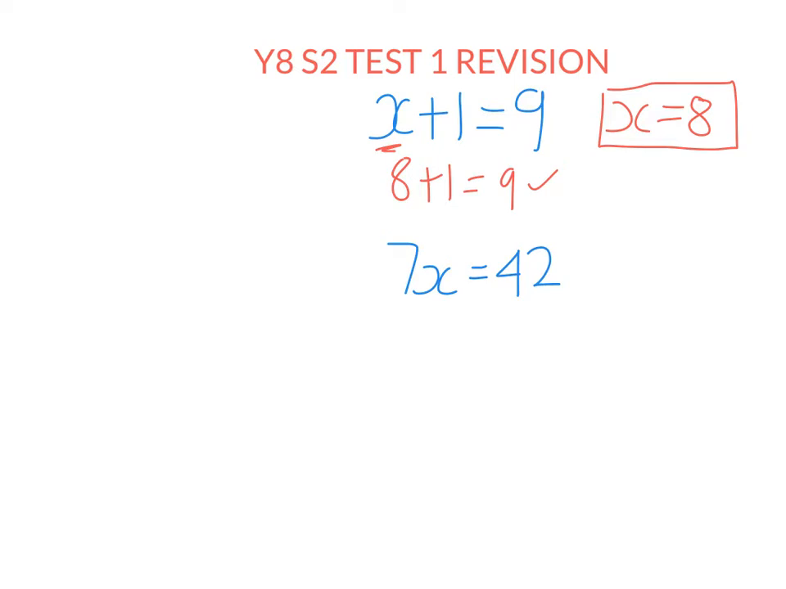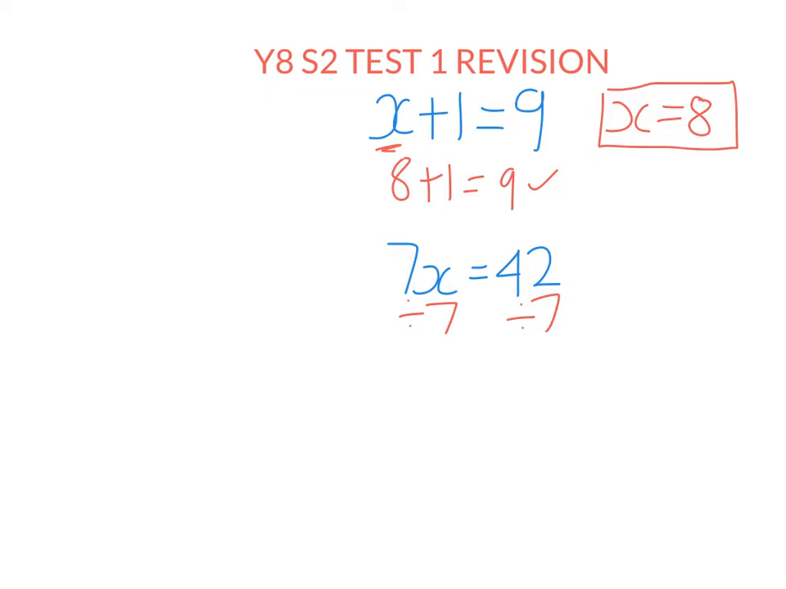Now, if you didn't know off the top of your head, that's fine. What you can do is undo the operation that's been done to x. So we undo adding by subtracting. We undo subtracting by adding. We undo division by multiplying. And we undo multiplying by 7 by dividing by 7.